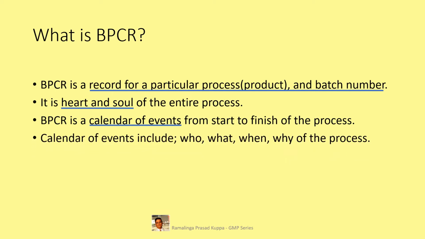The calendar of events includes the who, what, when, and why of the process. The event should be audit-trailable to answer all the questions of who, what, when, and why. For any step, who did it, what was done, when was it done, and why was it done should be answered. This is precisely called the audit trail.